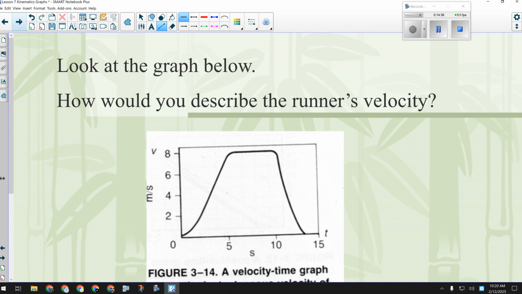Okay, so this is a velocity versus time graph of a person running a race. The gun goes off, and what does the person do at the very beginning? Does their velocity change? So what do we call that? Reed, what do we call that? Accelerating. Call it accelerating. So for the first part, they're accelerating.